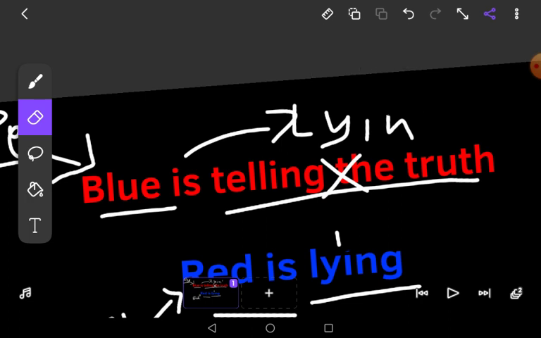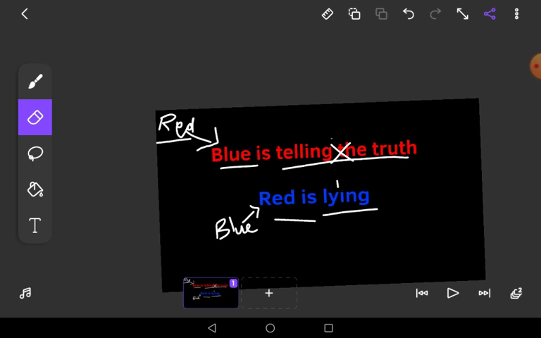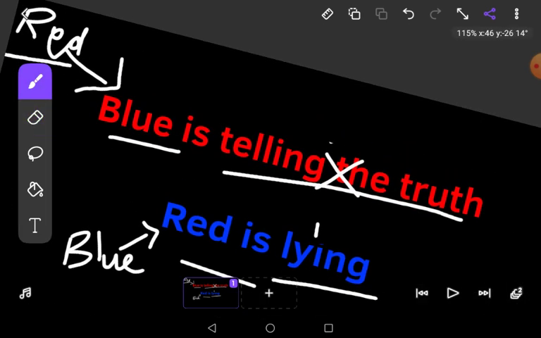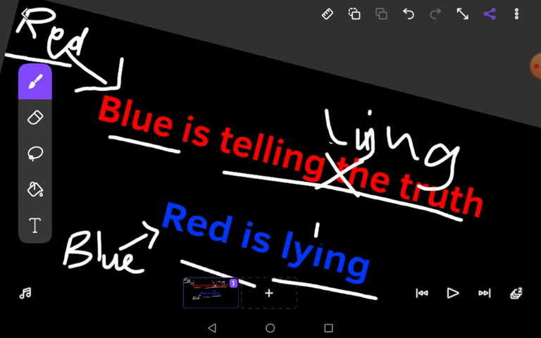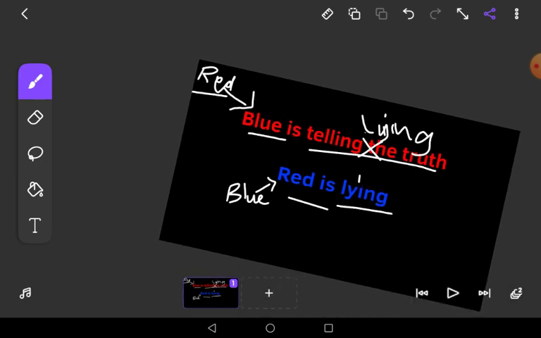And if blue is telling the truth, and he's not lying, that about blue lying, if blue's telling the truth, and now red is lying about blue telling the truth, that means blue is lying. Oh my god, I spelled it wrong. Lying. If blue is telling the truth.